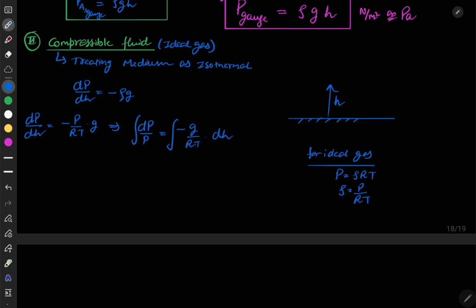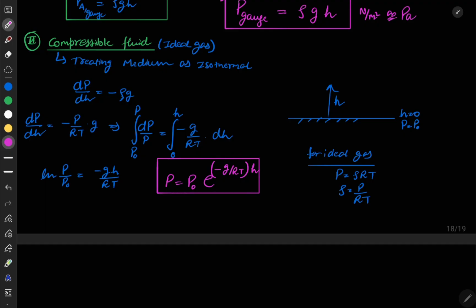Now integrate both sides. At H is equal to 0, let's say our pressure is P naught and temperature is T naught. We can ignore the temperature term, because we have already mentioned that the process is isothermal. So the limits are H equal to 0 with pressure P naught, and pressure P at height H. If we solve this, we obtain ln of P by P naught is equal to minus gH by RT. So we obtain P is equal to P naught times e to the power minus g by RT times H.